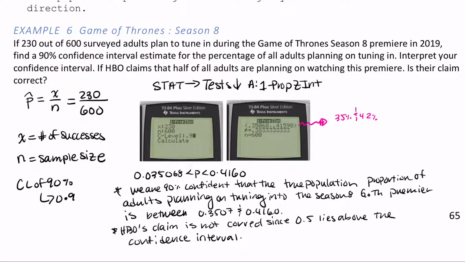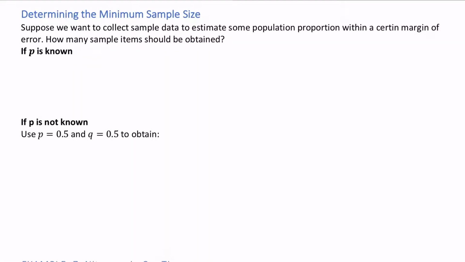Let's look at the last page of this section. Suppose we want to collect sample data to estimate some population proportion with a certain margin of error. How many sample items should be obtained? Now, I didn't type the hat here, but that needs a hat. This needs a hat. And these all need hats.